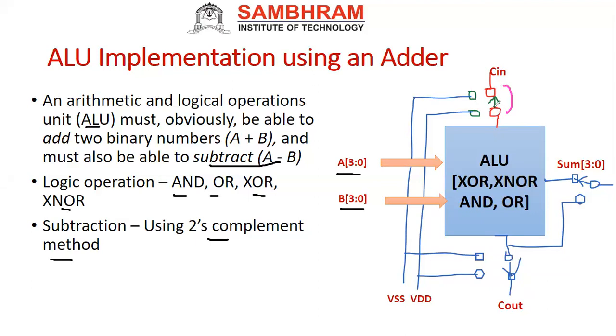So either I can do, if you want to give Cn is equal to 0, I have to connect to VSS. If you want to give Cn is equal to 1, what should I do? I should connect the switch to VDD. This is what you have to do. At the same time here, what will happen? This is the Cout. Correct. Even here also, when I perform the operation, based on that, this switch will connect to VSS or VDD. So later we'll see.